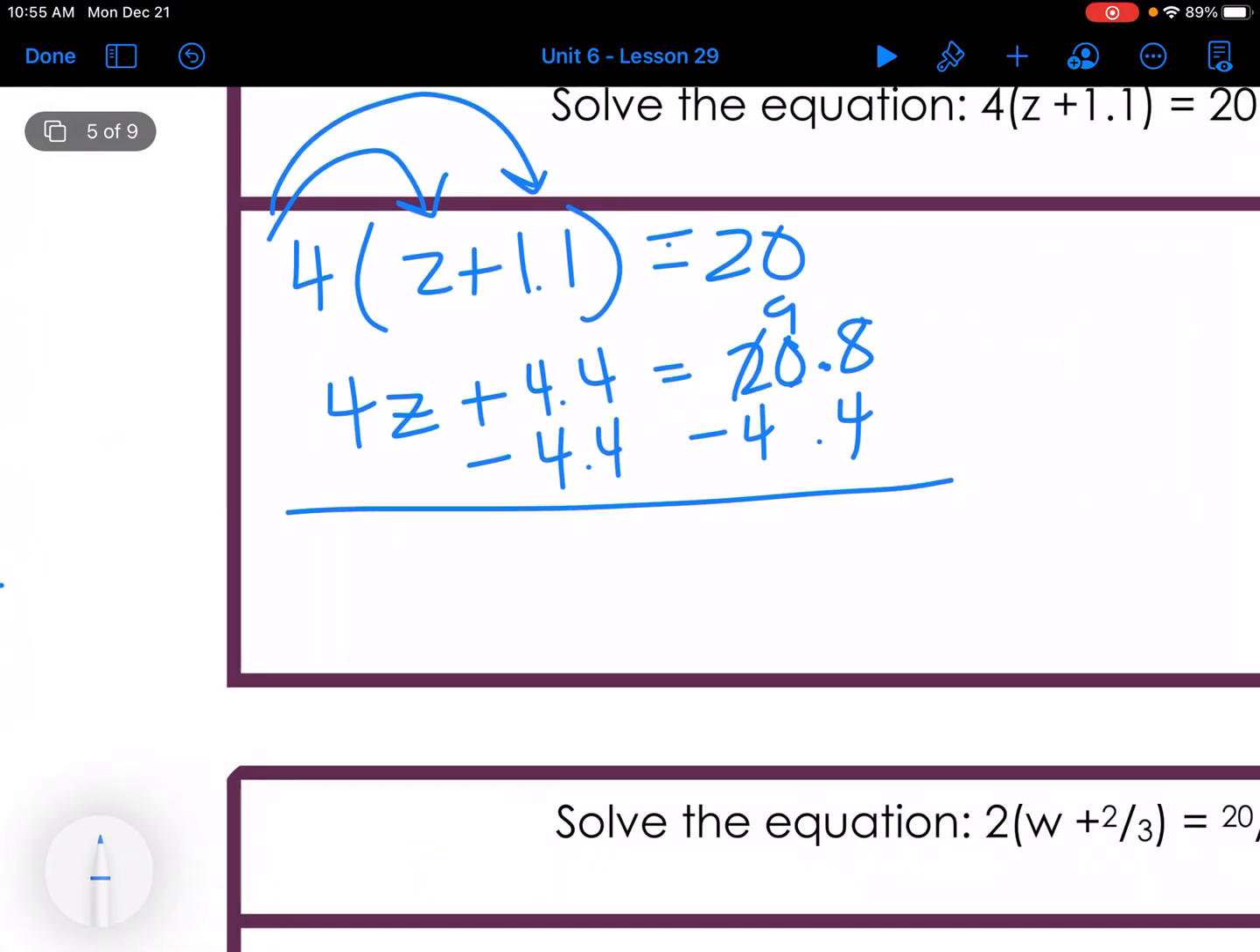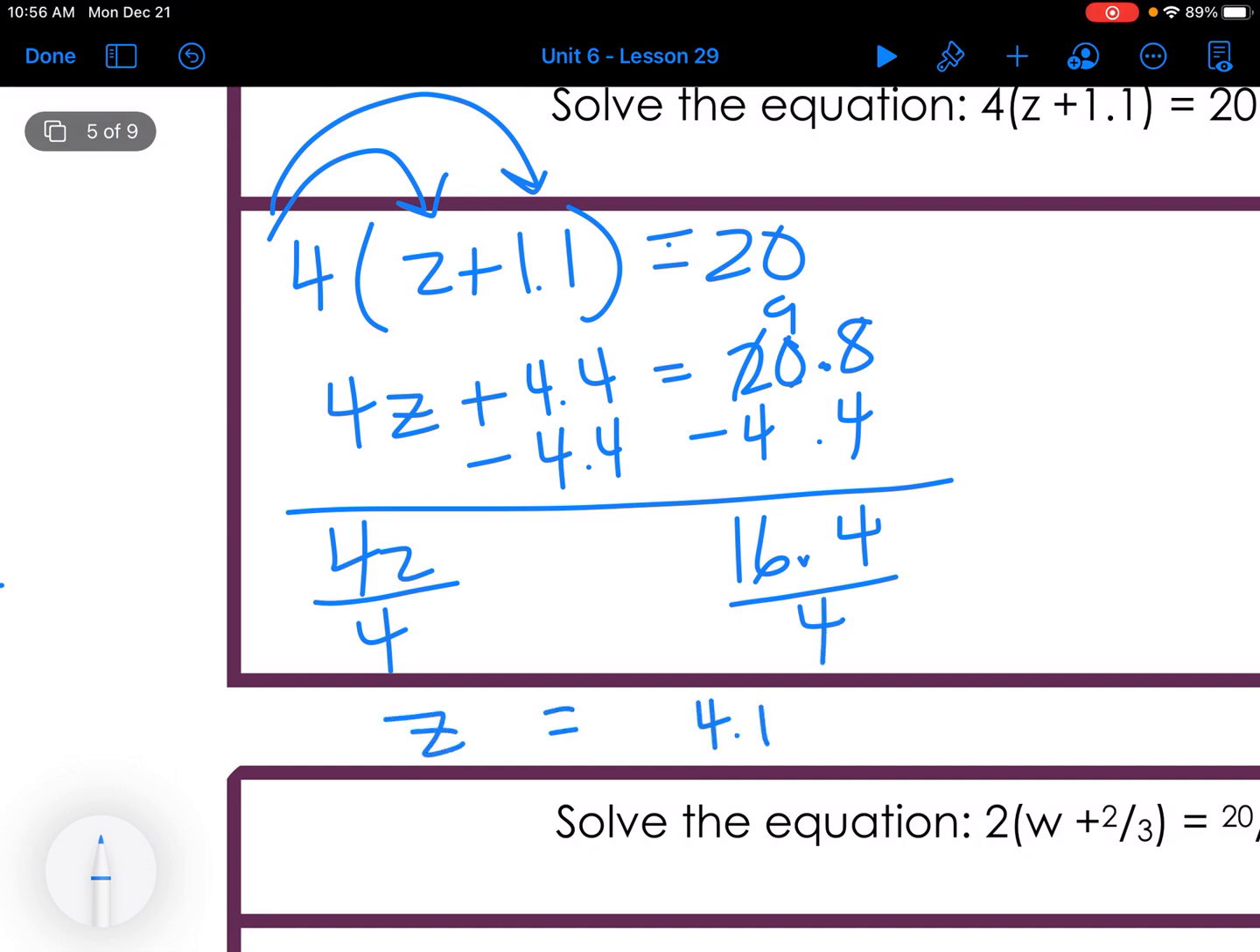I was really starting to doubt myself. Okay, so now I've got 4, and then 20 minus 4 is 16, and I'm left with 4z. Divide by 4 on each side. Z is going to be equal to 4.1. So I was right. There's nothing to worry about. Everything's right from on the other side. I just didn't write my equation down correctly.